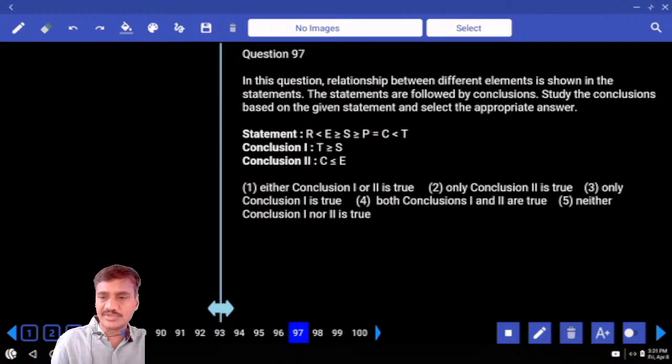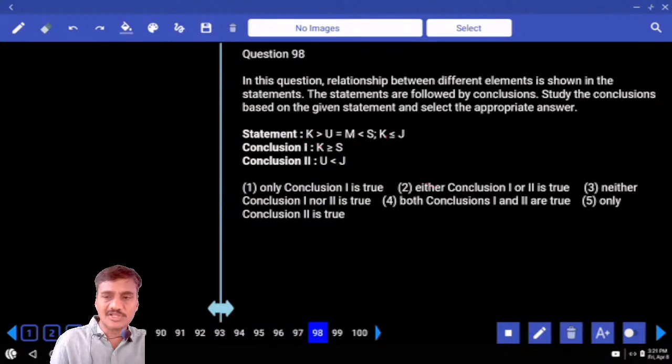97, relation between T and S. S is here, T is here. Between these two, one greater than, one lesser than, two opposite symbols, no relation. Next one, C and E. Now between C and E, E greater than or equals to C, C lesser than or equals to E. Hence what is your answer? Only 2, choice 2, question number 97.